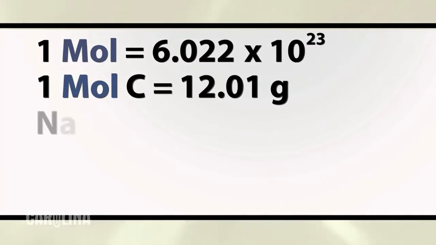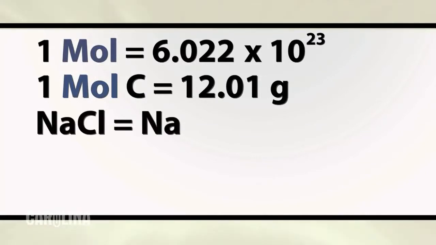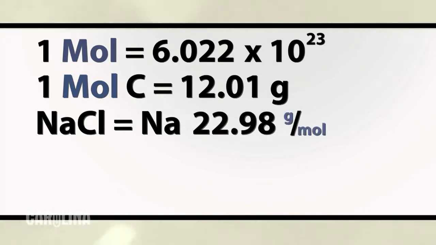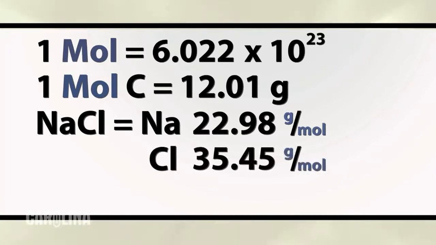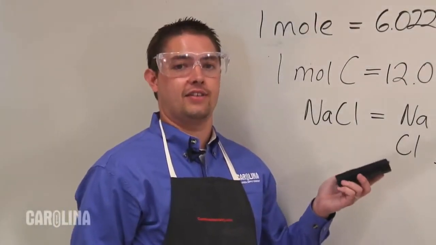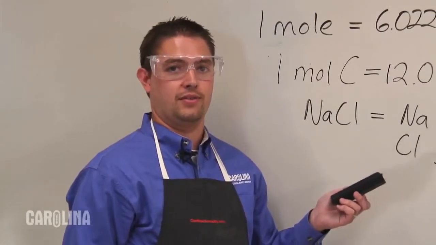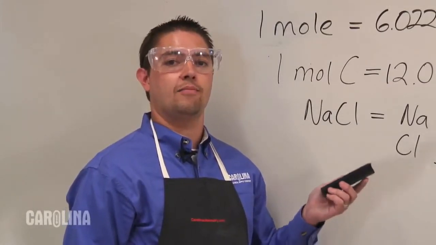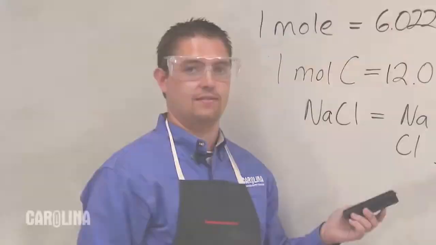In a compound such as sodium chloride, it's made up of 1 mole of sodium atoms with a mass of 22.98 grams per mole, along with 1 mole of chlorine atoms with a mass of 35.45 grams per mole, giving us a total of 58.43 grams per mole of sodium chloride. This means of using mass to determine the amount of a substance is useful for pure chemicals. But in the case of solutions, we now have a mixture of multiple different substances. Therefore, we express amount as a concentration.